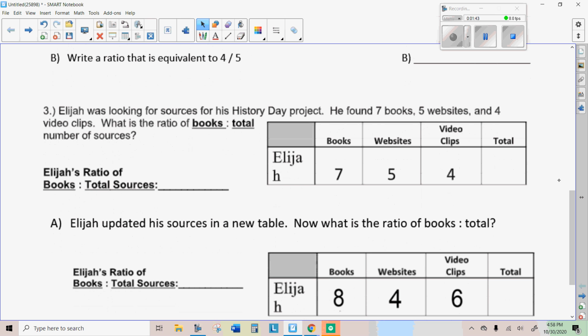In this problem, we're going to look at the ratios of when you need to total up something to get the ratio. So Elijah was looking for sources for his History Day project. He found 7 books, 5 websites, and 4 video clips that would help him on his project. What is the ratio of books to total number of resources? So the books is 7. We can see that. Now the total, we have to add all these up. 7 plus 5 plus 4 is 16. So the ratio is 7 to 16. Okay.